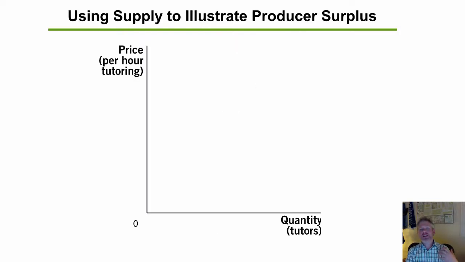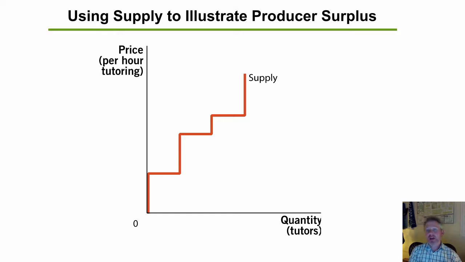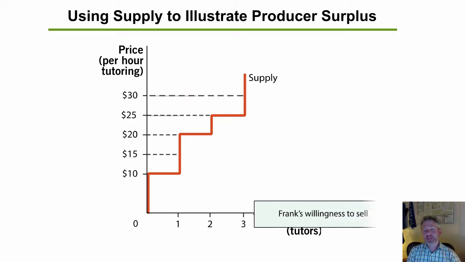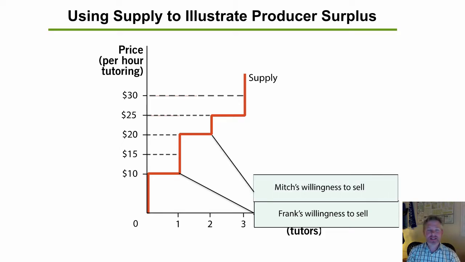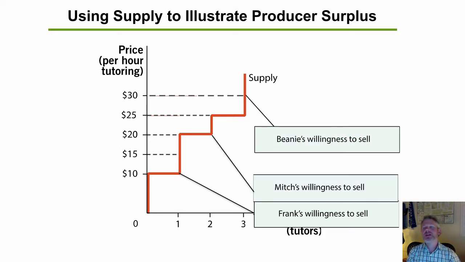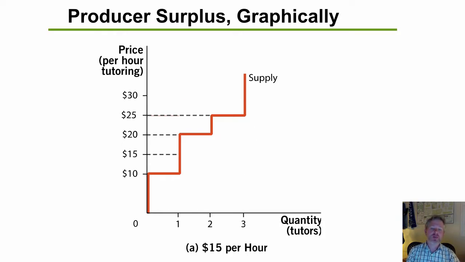All right, now we can look at this graphically. We can put in the supply curve for these three guys. And again, we're going to put in their willingness to sell. Frank's willingness to sell is $10. Mitch's willingness to sell is $20. And Beanie's willingness to sell is up here at $30. So now we can look at different possible market prices and see what their producer surplus looks like.